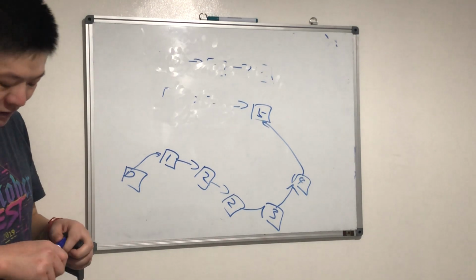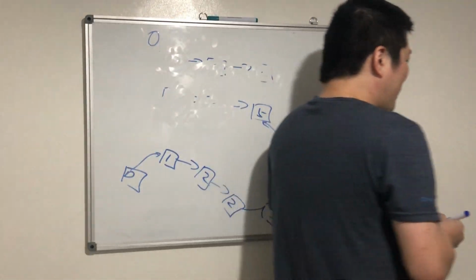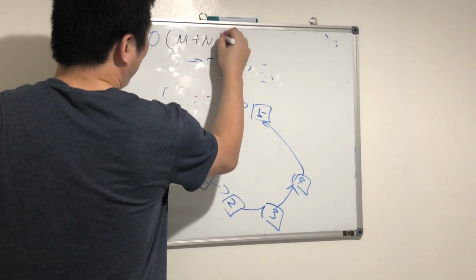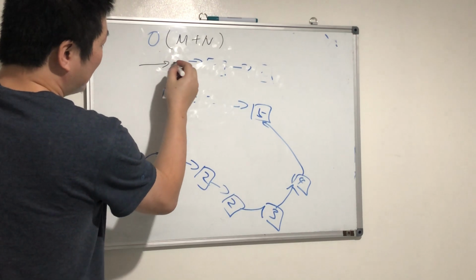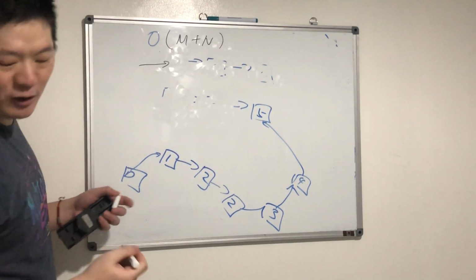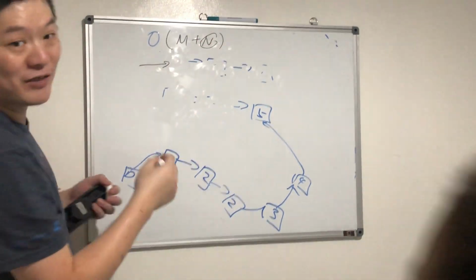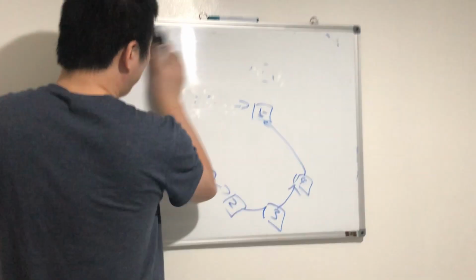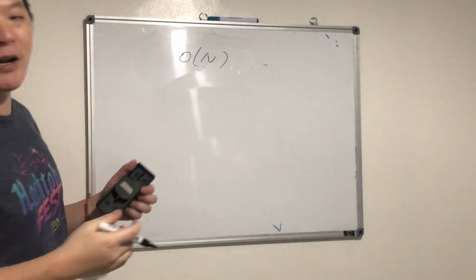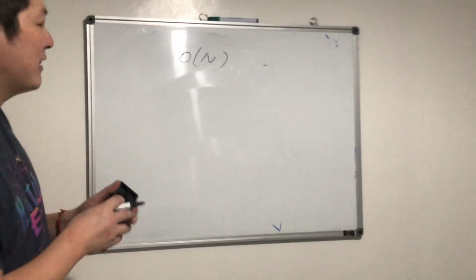The complexity? Don't tell me 1 every time. What are the numbers? It's O(M plus N), right? M is the number of nodes in the first sorted linked list, and N is the number of nodes in the second linked list. Or we can call it O(N) if N is the number of nodes in the final sorted version.